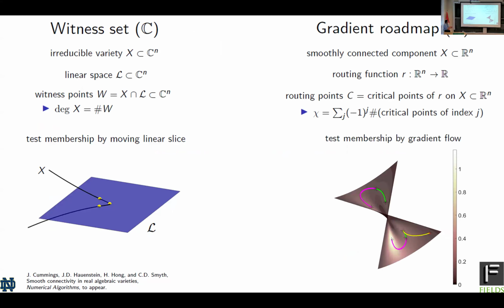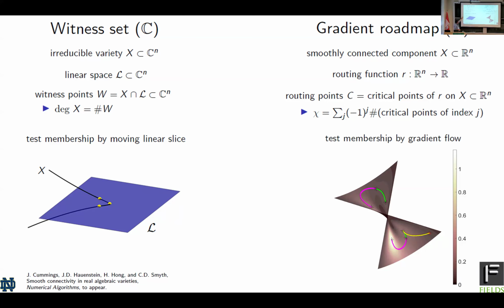Okay, so we've talked about witness sets. Witness sets give us this information over the complex numbers. We can mirror this with these kinds of gradient roadmaps. Instead of an irreducible variety, we're looking at a smoothly connected component. Instead of a linear space, we're looking at this function. Instead of the intersection points, we're looking at critical points.